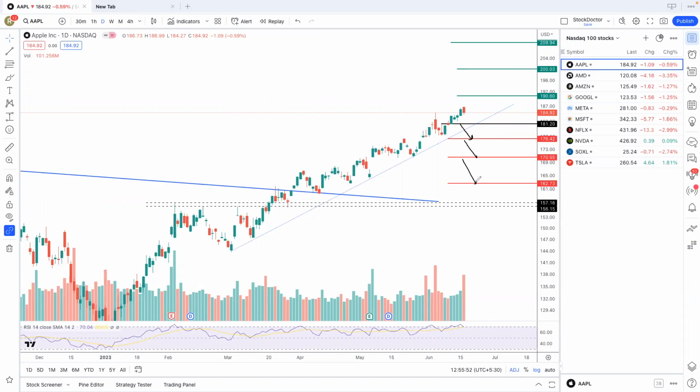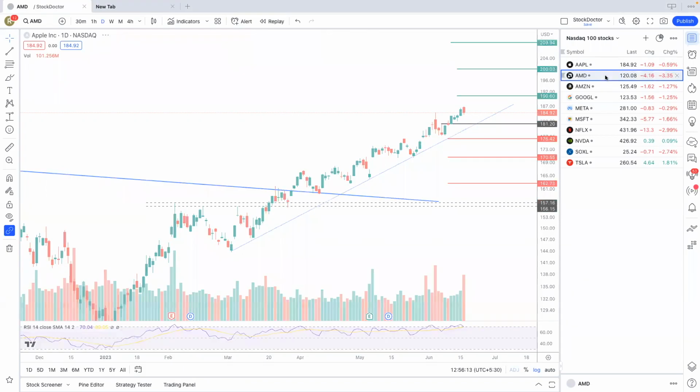If you have seen my previous video of index analysis, I'm expecting some correction downside or sideways movement in the index. So I'm expecting that slowly Apple can also come towards 181, and then it can decide further whether it wants to go up or it wants to go down.